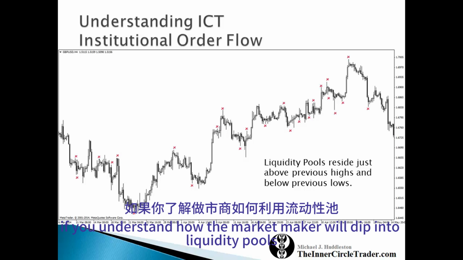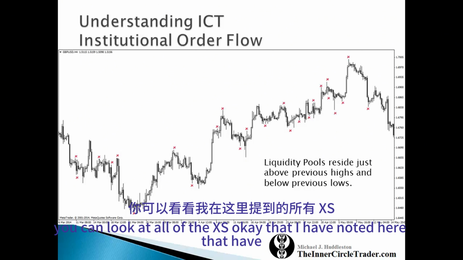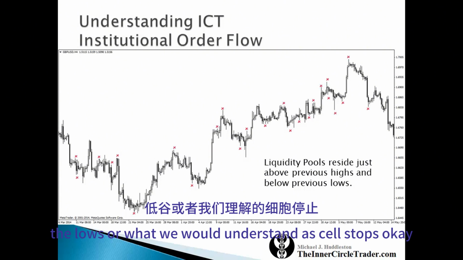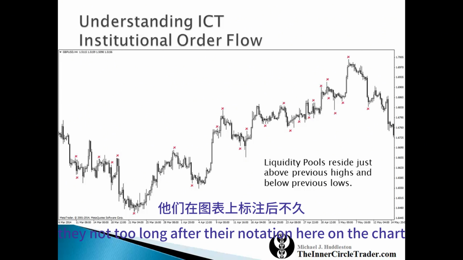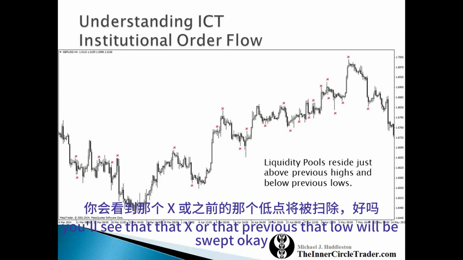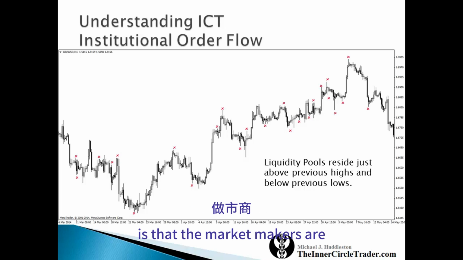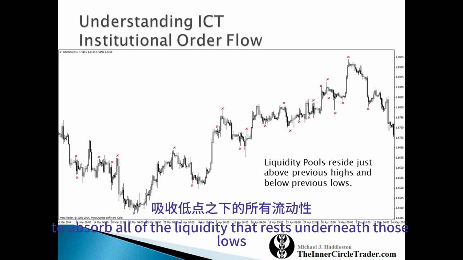Now, if you understand how the market maker will dip into liquidity pools, and if you have a primary directional premise that's bullish, you can look at all of the X's that I have noted here that have the lows, or what we understand as sell stops. Those particular lows with X's on them, not too long after their notation here on the chart, if you go to the right of it, eventually you'll see that that X, or that low, will be swept. There'll be a lower low taking out the low that's indicated with an X. Now, what that's indicating is that the market makers are driving price down to absorb all of the liquidity that rests underneath those lows.